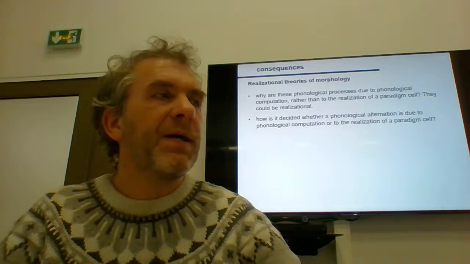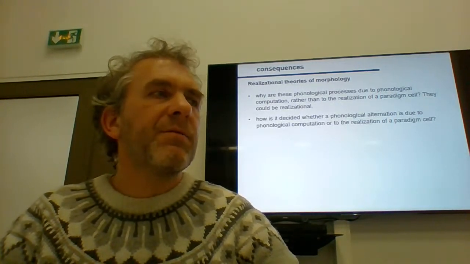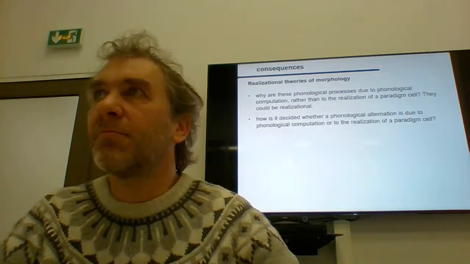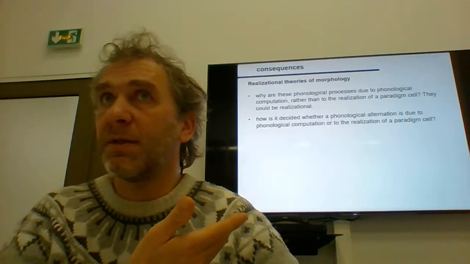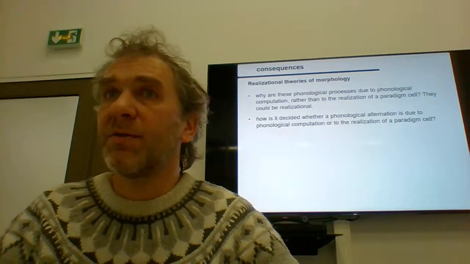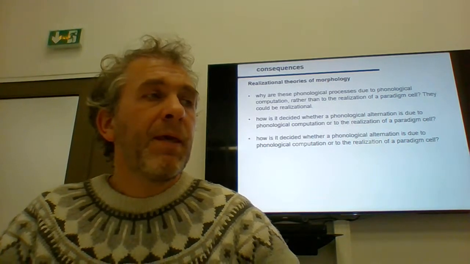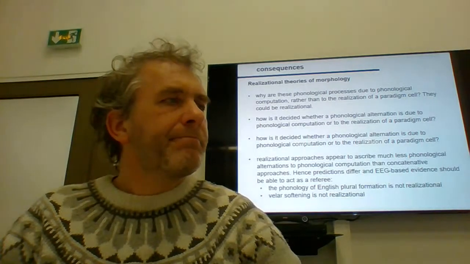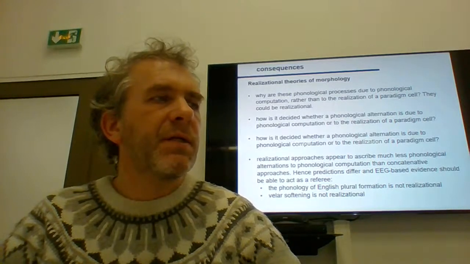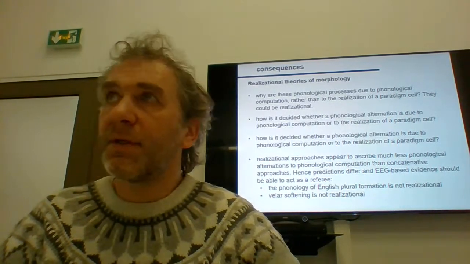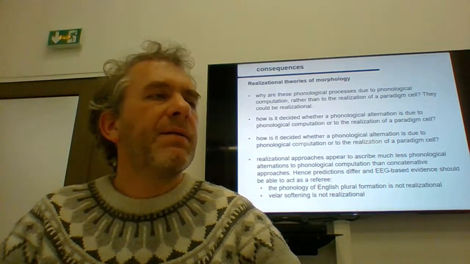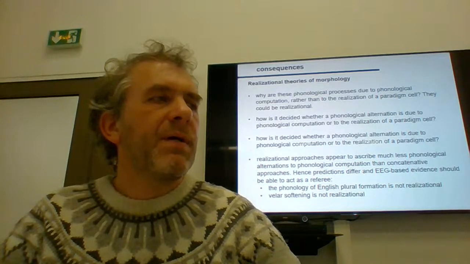Okay. So anyway, again, I don't know the answer, but my question would be: how is it decided whether a phonological alternation is due to phonological computation or through the realization of a paradigm cell? I don't know the answer. I would like to hear representatives of paradigm function morphology tell me what their take is on that question, right? That's the same thing. Realizational approaches appear to ascribe much less phonological alternation to phonological computation than concatenative approaches. I think that's a fair statement. So hence predictions differ, and EEG-based evidence should be able to act as a referee.